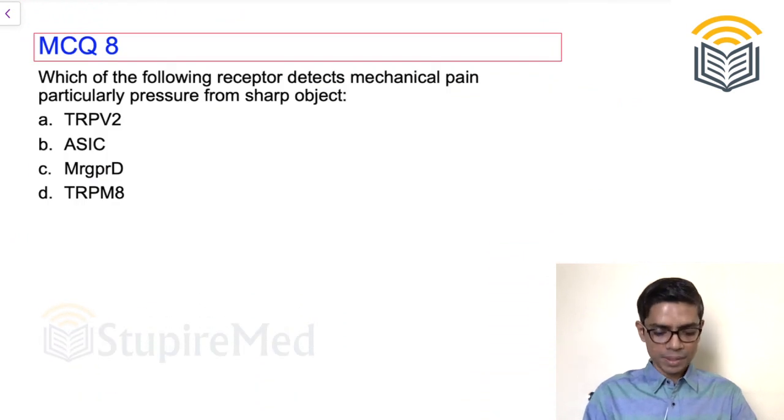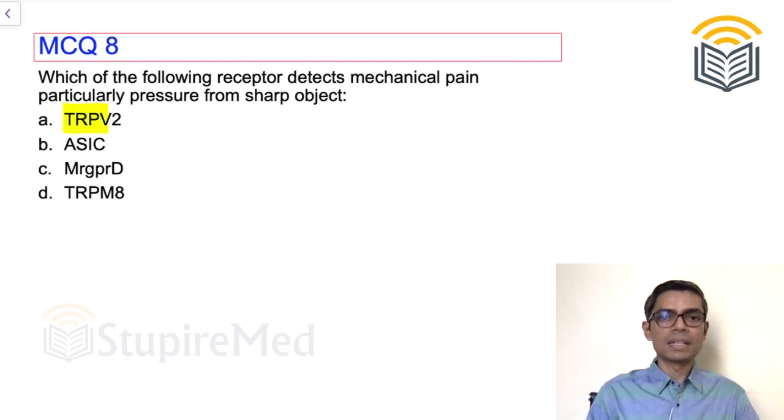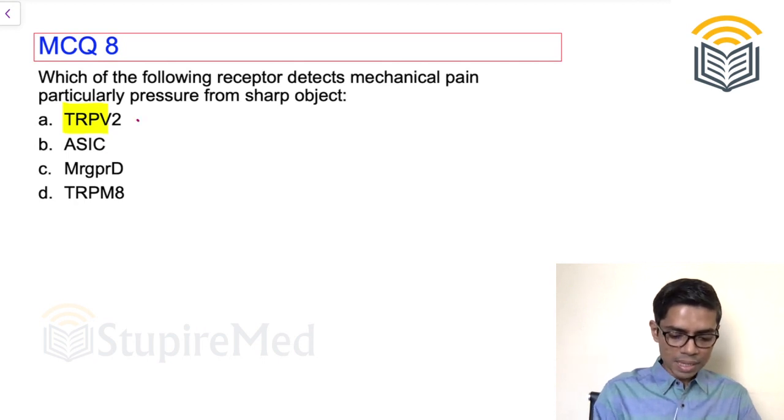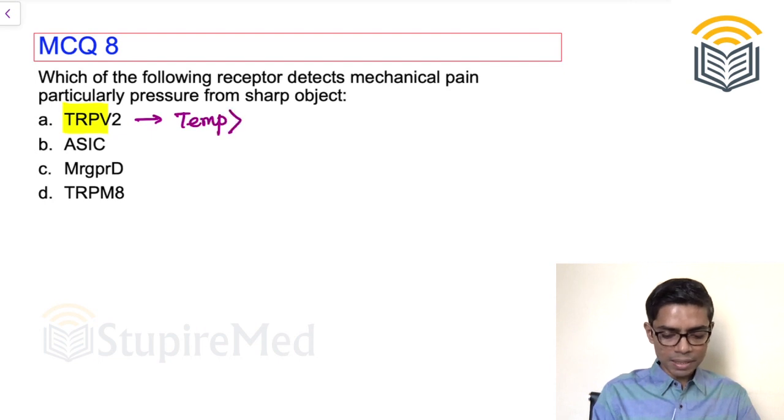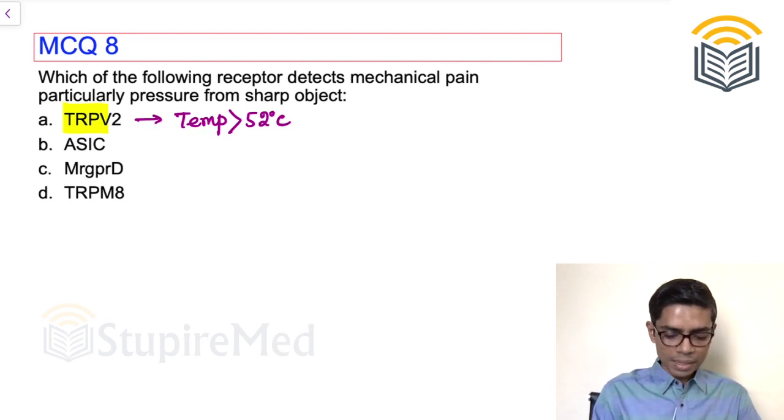Question number 8. Which of the following receptors detects mechanical pain, particularly pressure from a sharp object? Remember that TRPV2, that is the transient receptor potential channel V2, is the receptor for detection of temperature when it is greater than 52 degrees centigrade. So I am writing temperature greater than 52 degrees centigrade. Then this is the receptor for thermal pain.